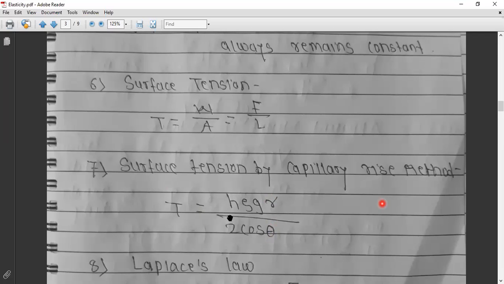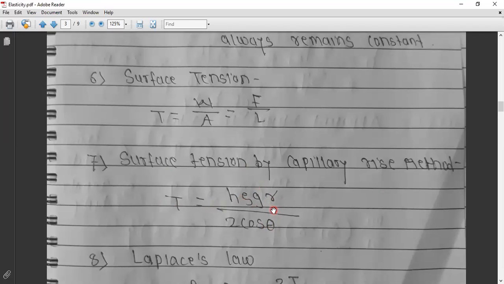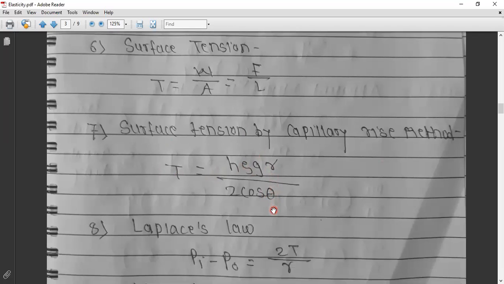According to capillary action, the surface tension is equal to, where h is the rising height of the liquid, rho is the density of the liquid, g is the gravitational acceleration, r is the radius of the capillary tube, and this theta is known as angle of contact. So this equation is also important to find the surface tension of any type of liquid, as well as the rising height through the capillary tube and the radius of the capillary tube. We'll see some MCQ also.